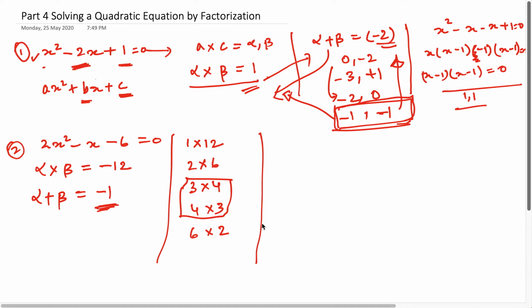I have 3 into 4. So I can either use 3 comma minus 4, which will give me minus 1, or I can use minus 3 comma 4. But if I use minus 3 comma 4, this is not going to give me a difference of minus 1. It is going to give me a difference of plus 1, which I don't want. So this is the value that I'm looking for: 3 into minus 4 gives me minus 12, and 3 plus minus 4 gives me minus 1.